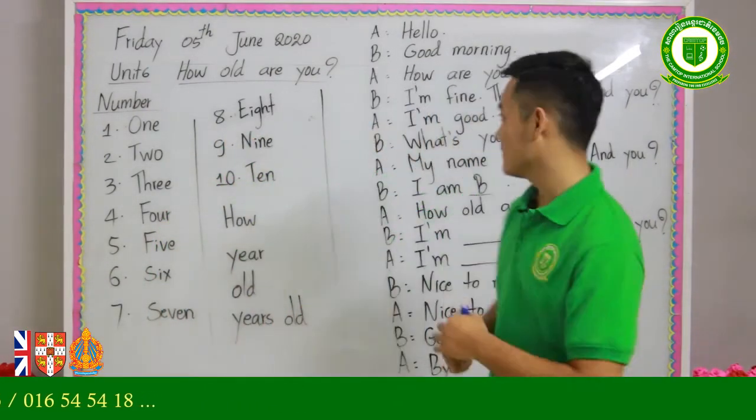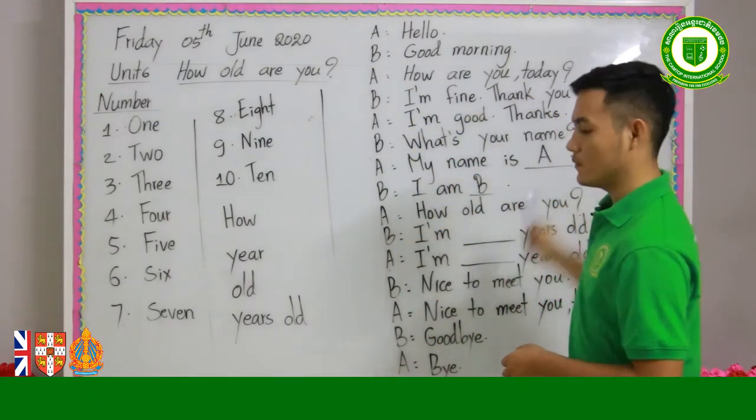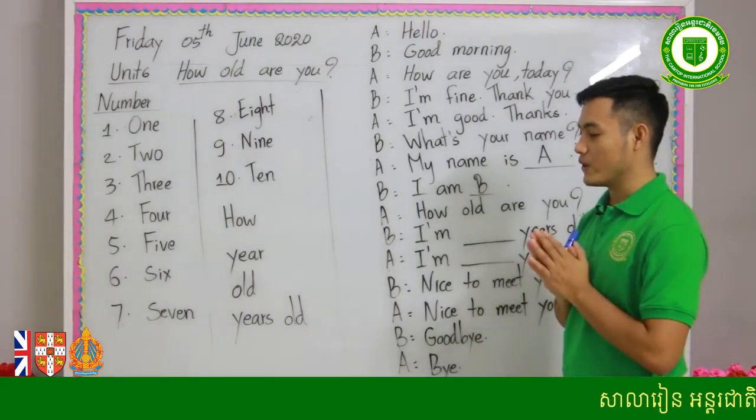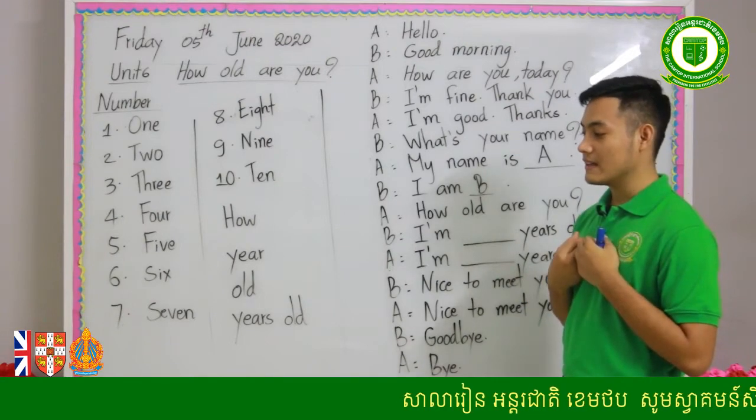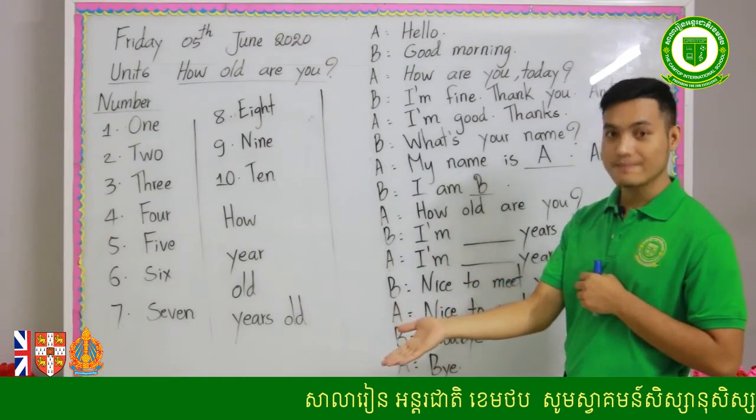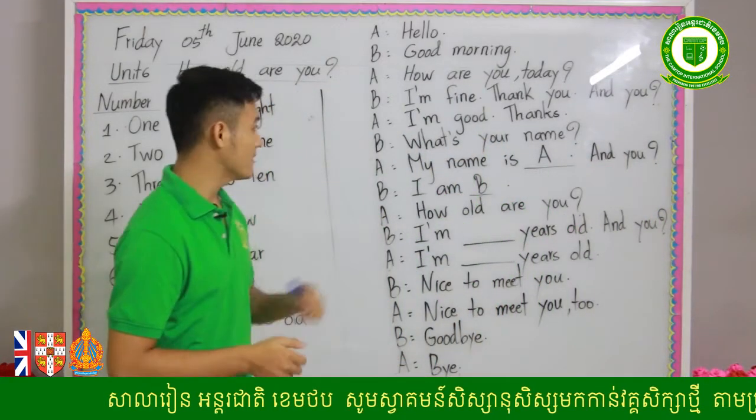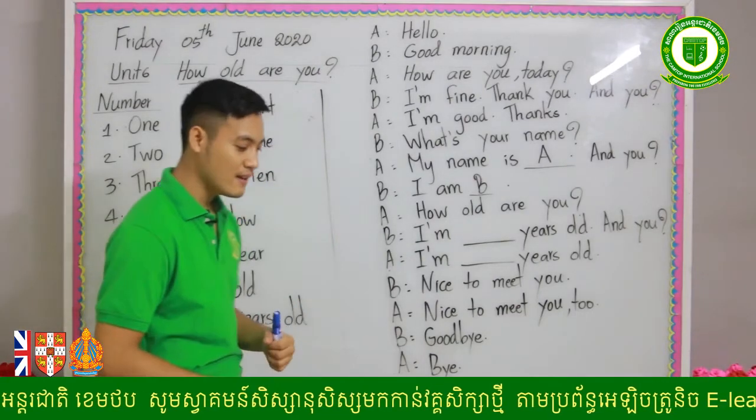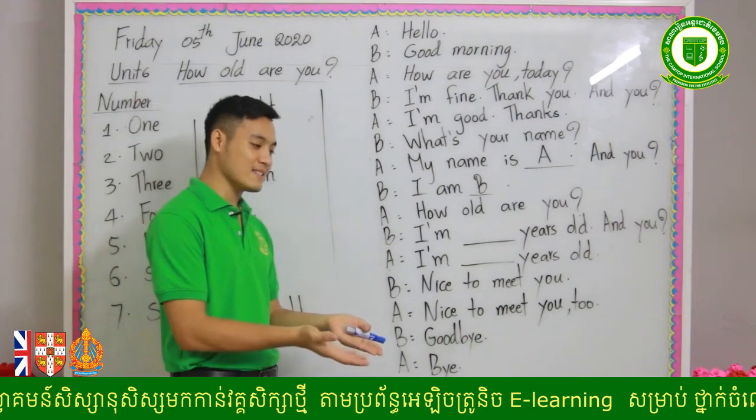And then Mr. B. I'm fine, thank you, and you? Mr. B. I'm fine, thank you. And you? Okay, good. Then Mr. A answer. I'm good, thanks. Together? I'm good, thanks.